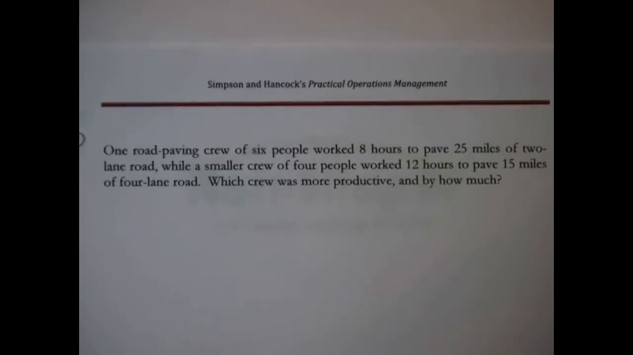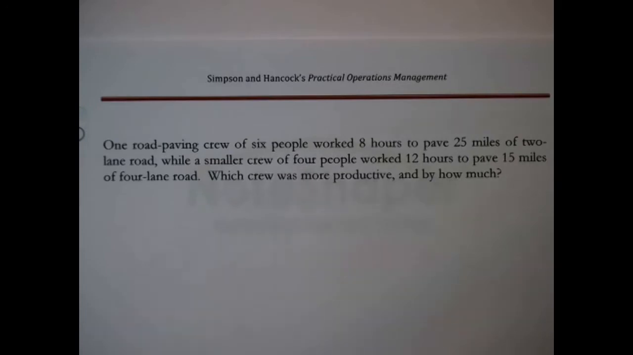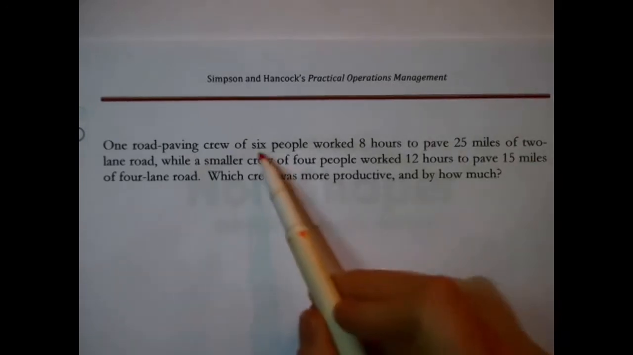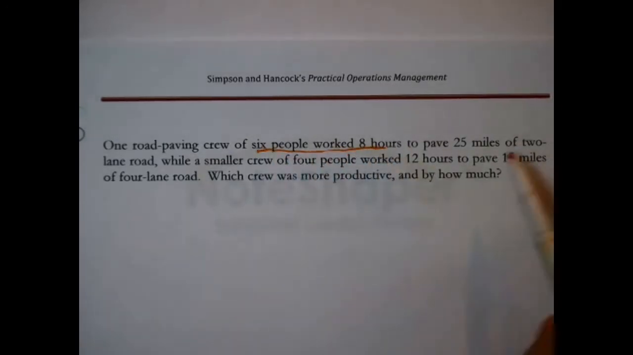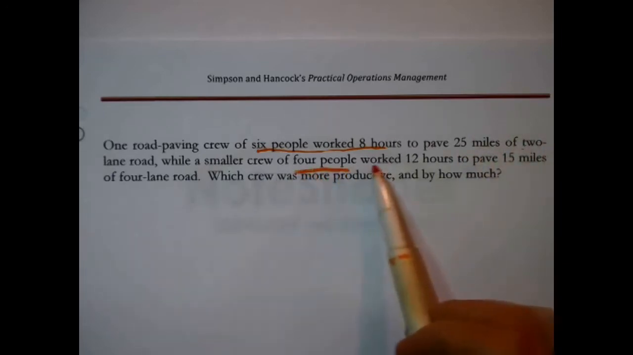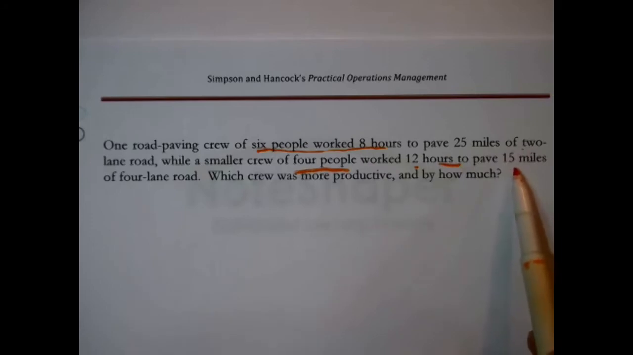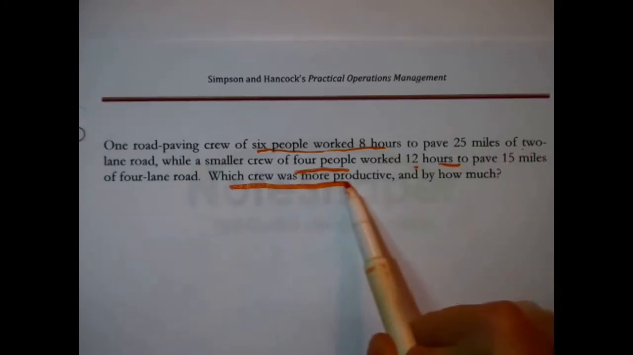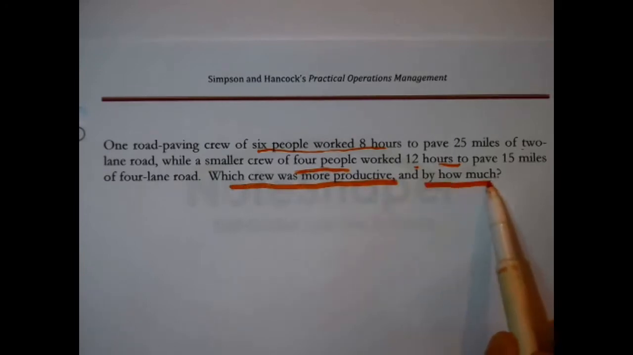Let's take a look. One road paving crew of 6 people worked 8 hours, I see some factors in here, to pave 25 miles of 2-lane road, while a smaller crew of 4 people worked 12 hours to pave 15 miles of 4-lane road. Which crew is more productive and by how much?